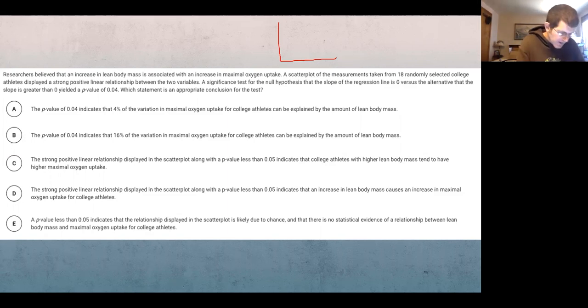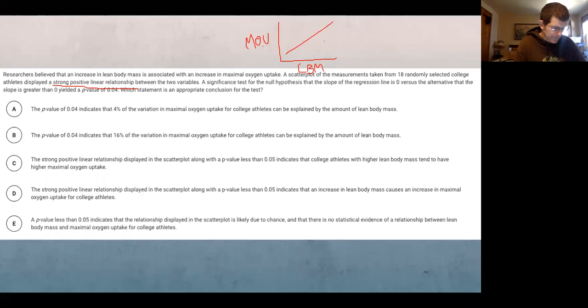So again, before I answer that, I want to have a visual. Lean body mass, LBM, is used to predict maximal oxygen uptake. And it says there's a strong positive linear relationship. So I'm just going to draw a line. As LBM increases, the maximal oxygen uptake increases. All right, so remember your p-value of 0.04 is just saying what's the probability of getting the results for the slope that we did if the null hypothesis is true.